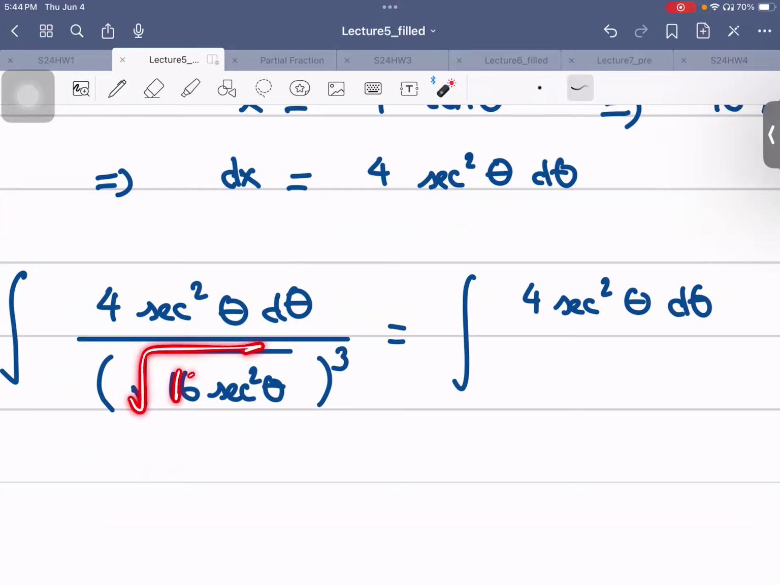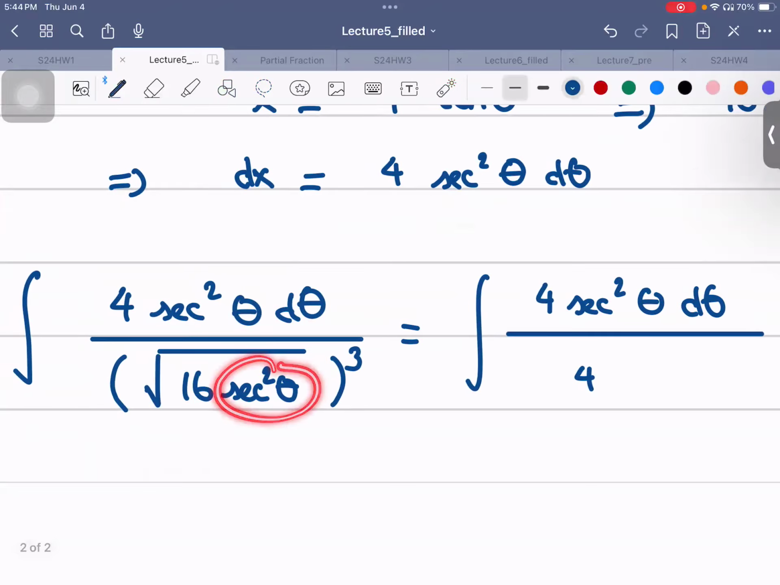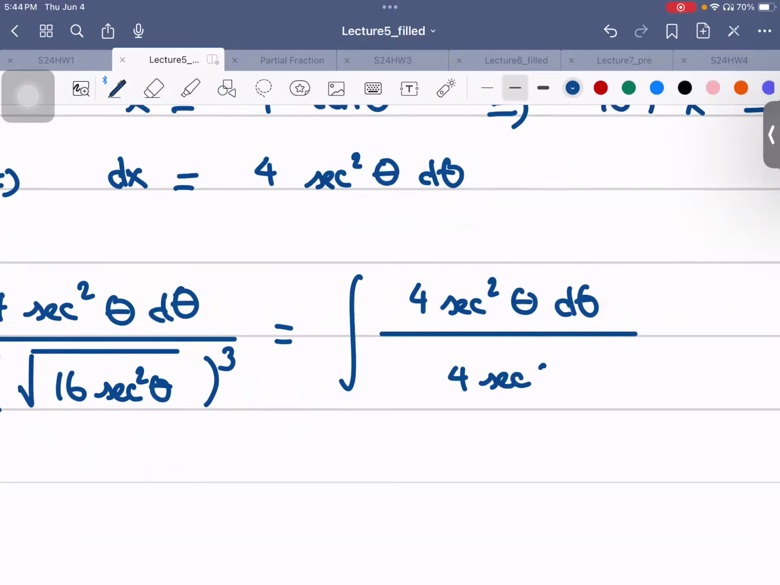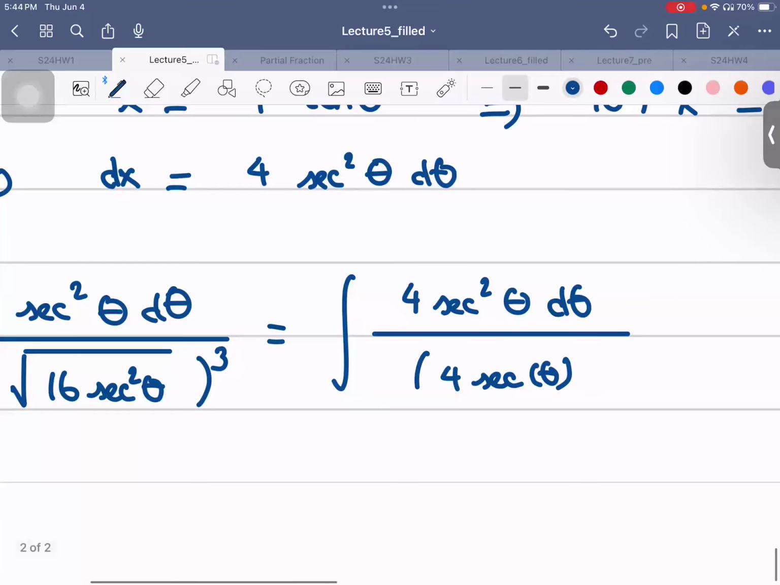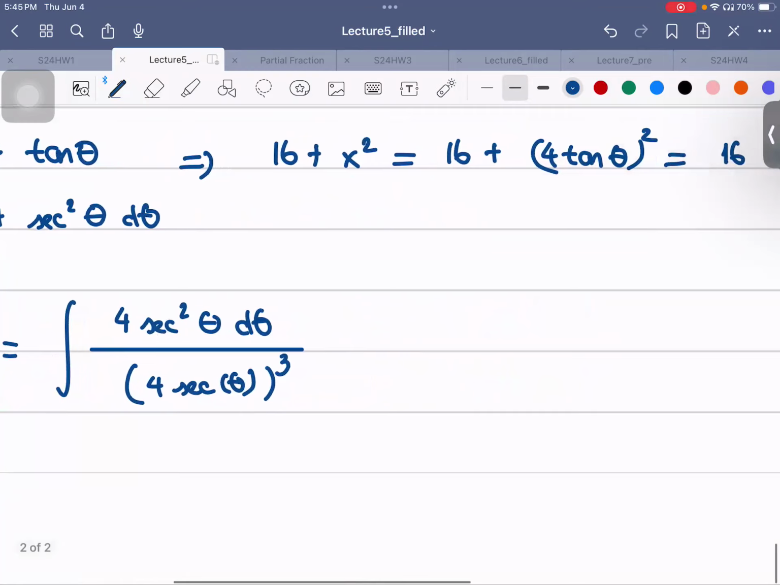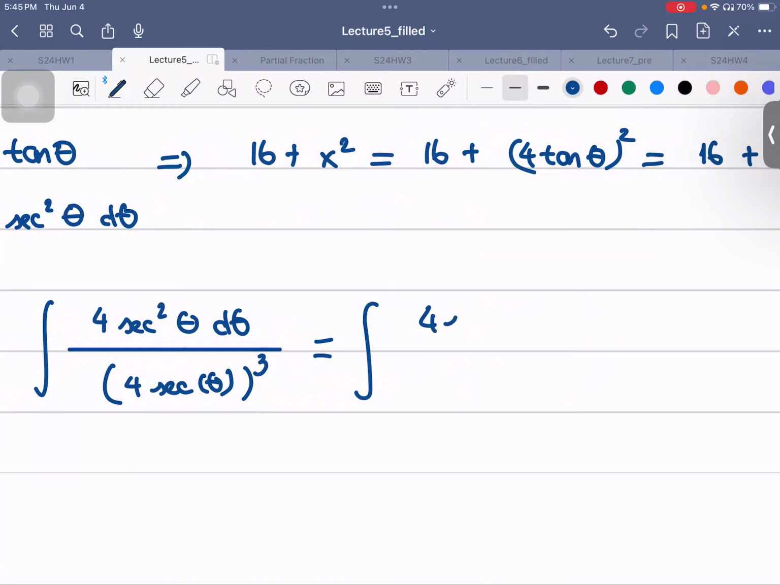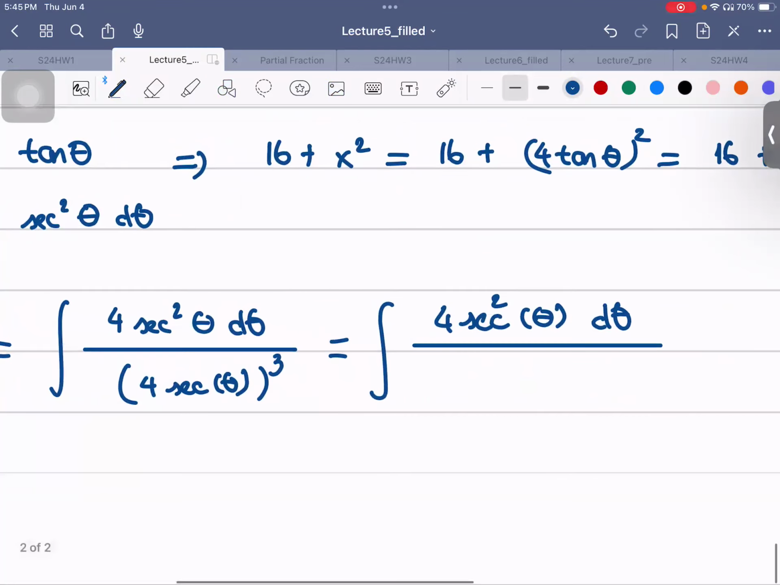The square root of 16 is 4. The square root of secant squared is secant of theta. And one more thing, you still have the power of 3. So we have 4 secant squared of theta d theta divided by 4 cubed secant of theta cubed.